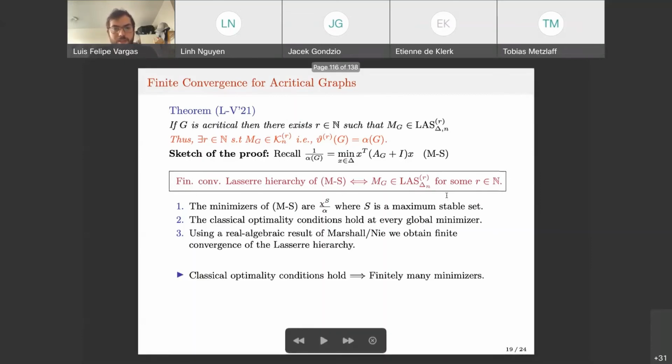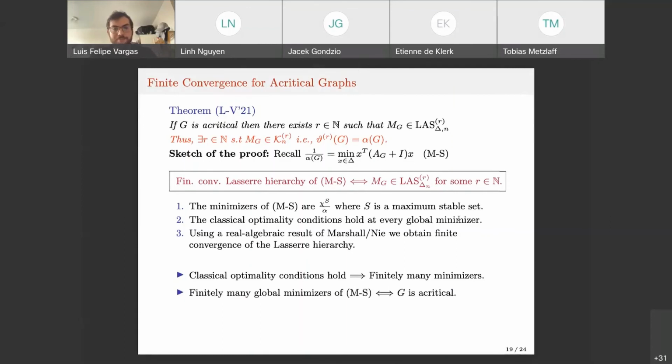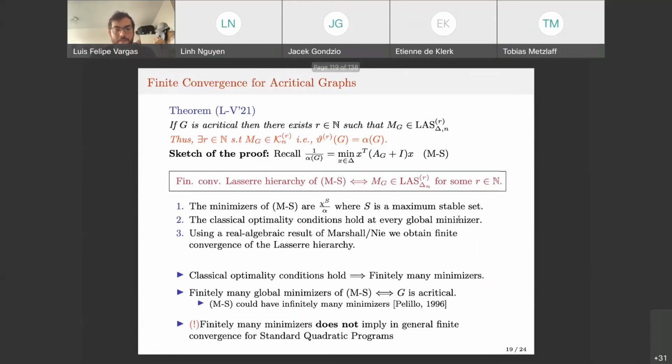Maybe some comments: if the classical optimality conditions hold, it implies that we have finitely many global minimizers. And in the case of the Motzkin-Strauss formulation, we have finitely many global minimizers if and only if the graph is acritical. So this idea can be only used in the case of acritical graphs. And the other important thing is that finitely many minimizers does not imply in general finite convergence for a standard quadratic program. So it's just the case of the Motzkin-Strauss formulation.